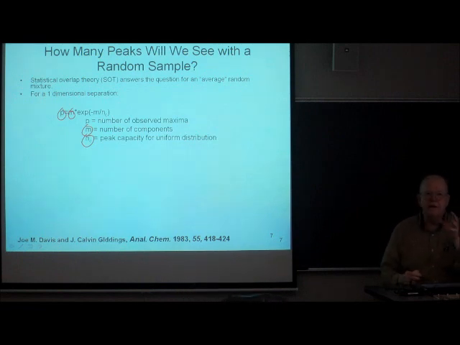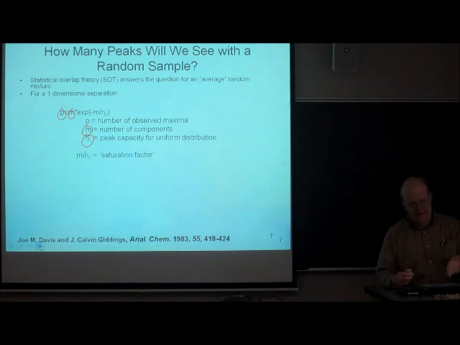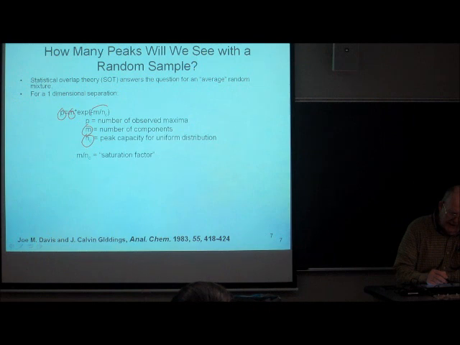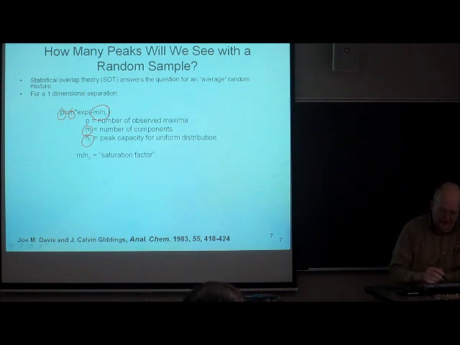Now, what we're really interested in, this ratio of m to the peak capacity occurs over and over again in statistical overlap theory. And so it's given a name, and it's called the saturation factor.